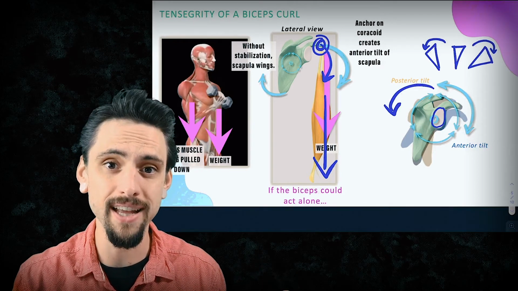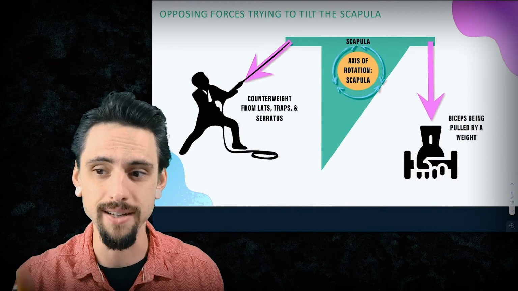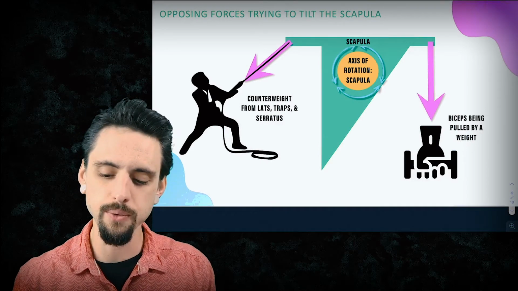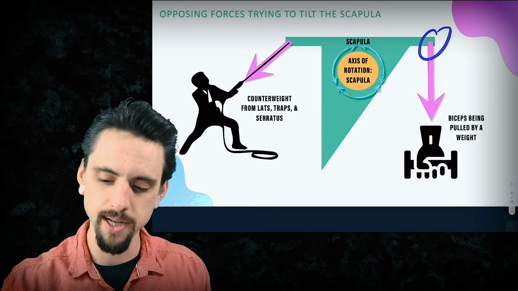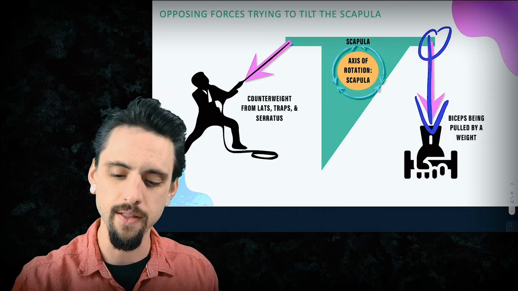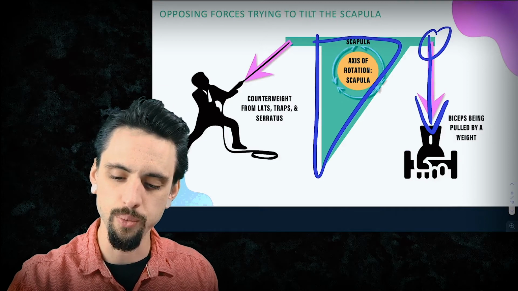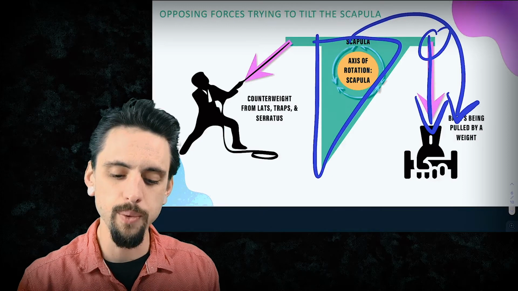This is complicated, I get it, but let's move on and talk about the main thing: why does this actually matter to you? So here we go. This is just a simple representation. Here's the coracoid process. The weight pulls down. If you did nothing, then the whole scapula would rotate around like this. But we have a counterweight.